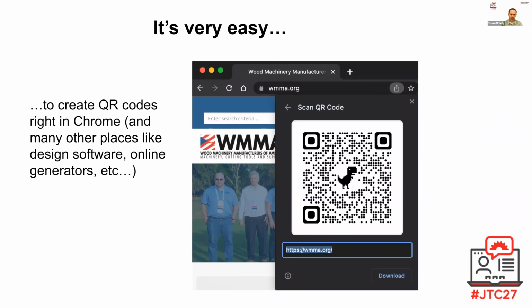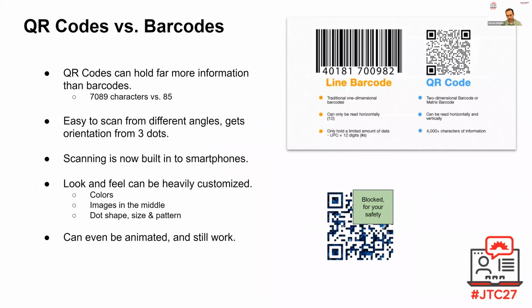But this is a really easy way to share information graphically that somebody can easily take a picture of or scan and go to that source of information without typing it out or writing it down. And this is available, as I said before, in a lot of different programs, a lot of different software, not just necessarily in Chrome. So what's a QR code as it relates to or compares to a traditional linear barcode?